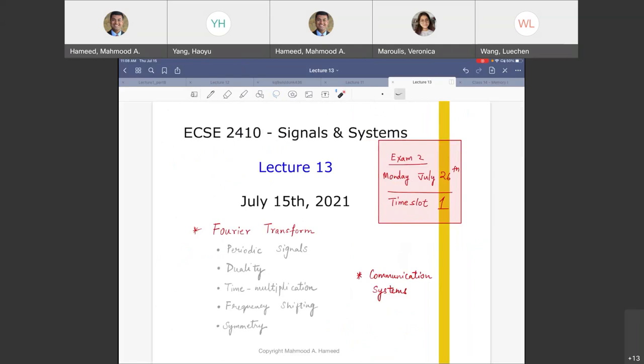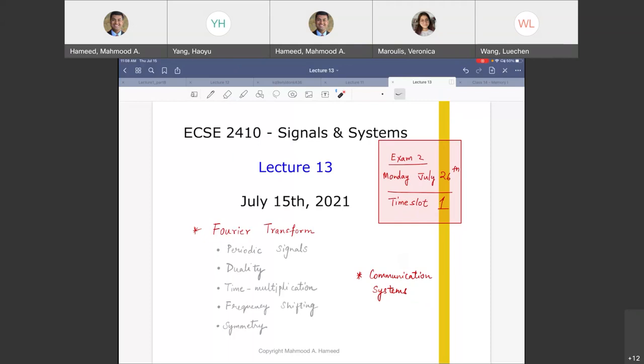Let's see. All right, let's continue. So time slot one, everybody's going to be online. Exam logistics are going to work exactly the same as the previous exam. Proctoring will go on as usual. What else? It's just one time slot, one exam, so that I have to make only one exam and grade only one exam.